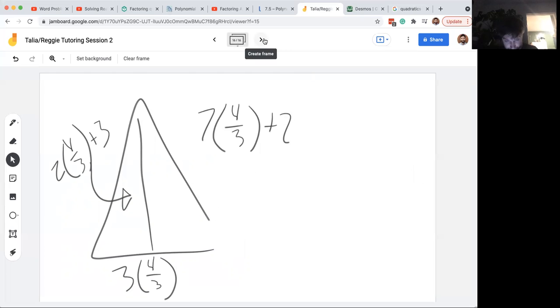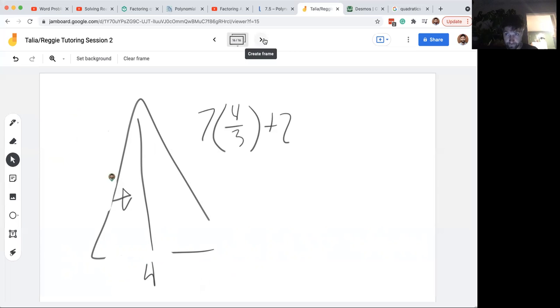So 3 times 4/3 is 12/3, which is 4. So my base is 4. 2 times 4/3 is 8/3 plus 3 would be 17/3. 8/3 plus 9/3. So my height is 17/3. Now 7 times 4/3 is 28/3 plus 2, or 6/3, will equal 34/3.